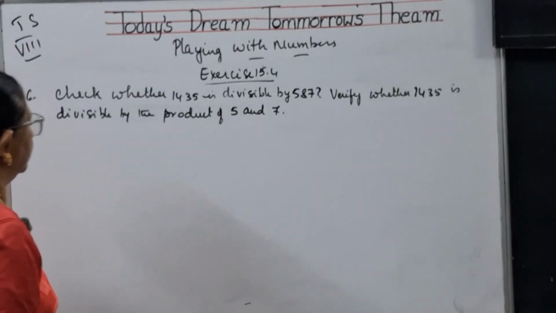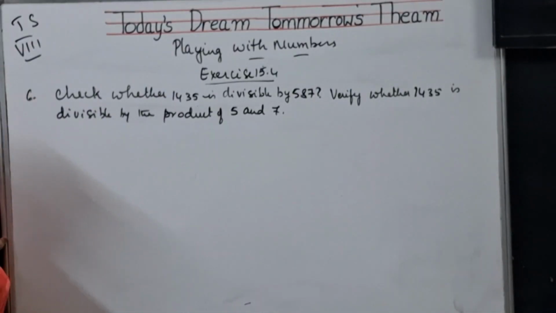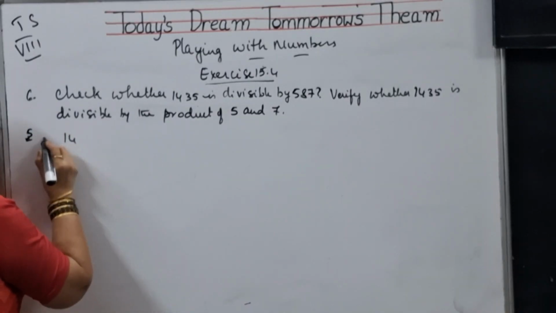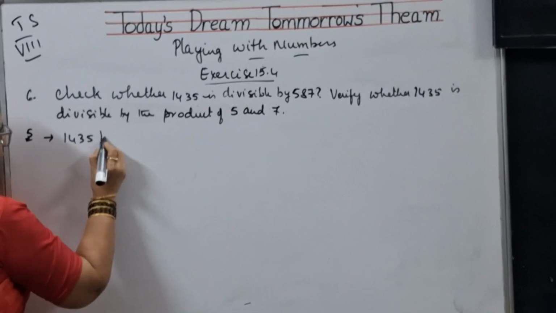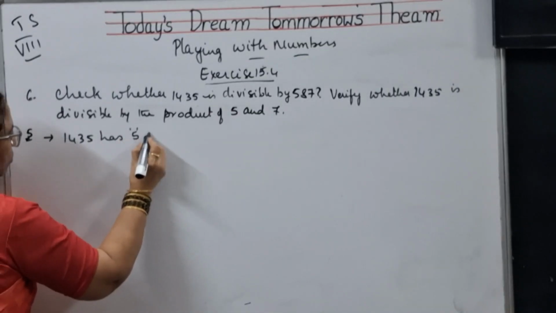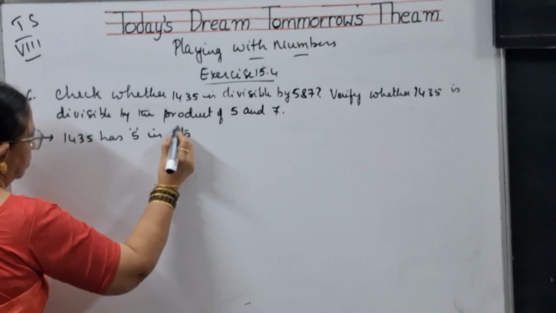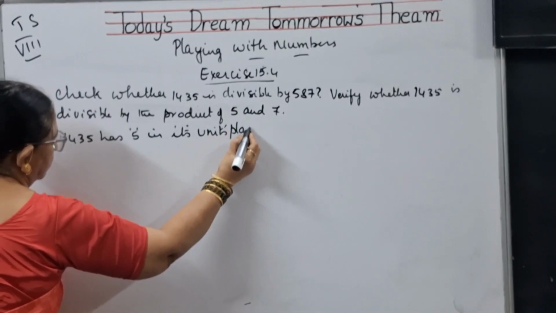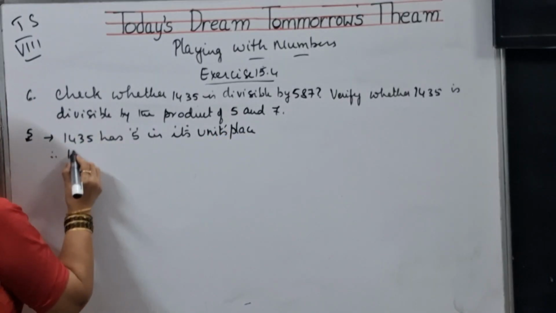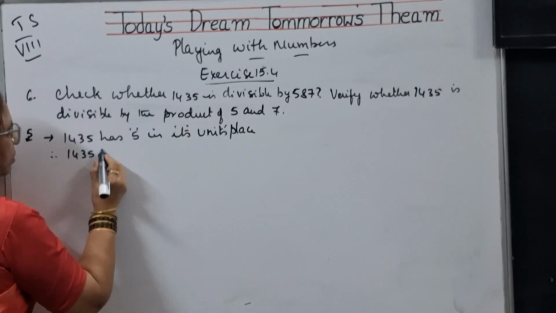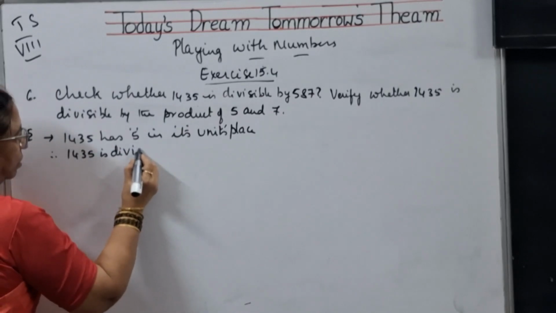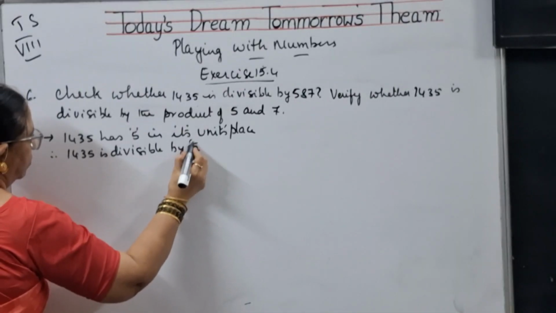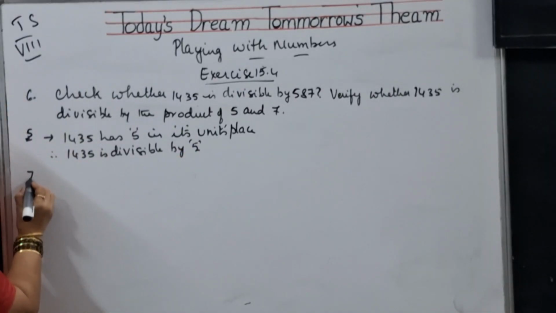The next question: check whether 1435 is divisible by 5 and 7. So let me talk about 5. 1435 has 5 in its units place. Therefore, 1435 is divisible by 5. And also we have to talk about 7.